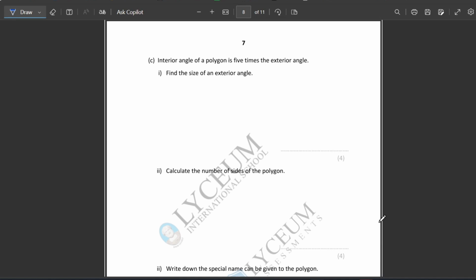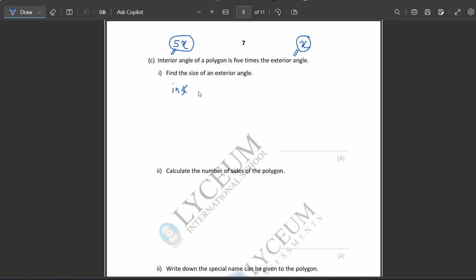In the C part, the interior angle of a polygon is 5 times the exterior angle. I'll take the exterior angle as x. So the interior angle of a polygon is 5 times the exterior, so the interior angle should be 5x. Find the size of the exterior angle. Exterior angle is x. Interior angle is 5x.